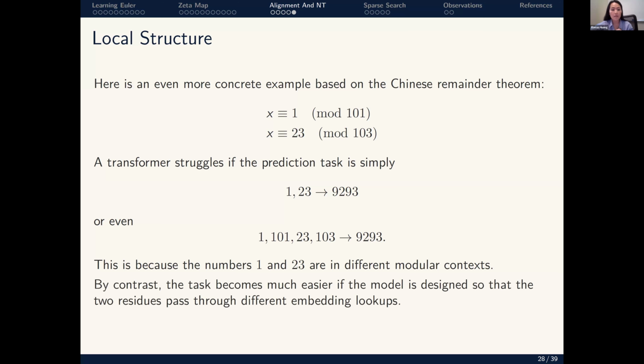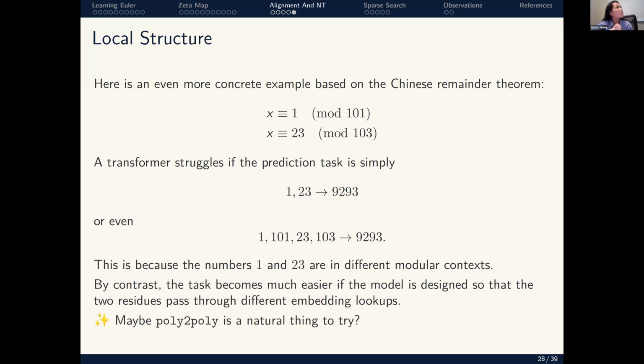I make this claim because if you tweak the model a little bit, if you just tell the model, hey, 1, you should go to one particularly designed embedding lookup because you live in mod 101, and 23, you should go to a different embedding lookup because you live in the context of mod 103, this becomes a very easy task for transformers. I should say that this is something I just did for fun. This is not public yet, but if you're interested, I'm happy to share the GitHub repository.